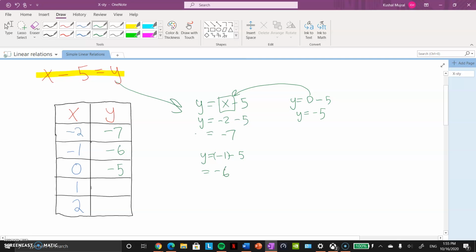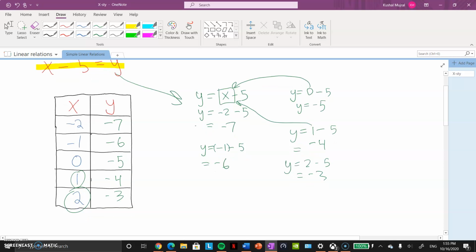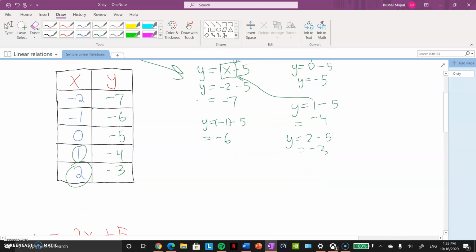So now let's take a look at over here. So y equals 1 minus 5, because we're plugging in 1 for x. So this equals -4. So you're going to write -4 over here. Now we're going to take a look at this over here. Y equals 2 minus 5, which is -3, so you're going to write -3 over here. And that's the answer to this question.